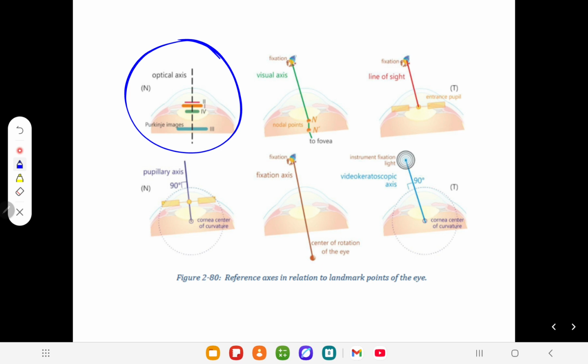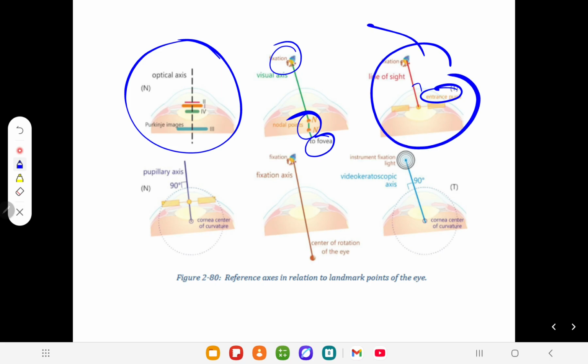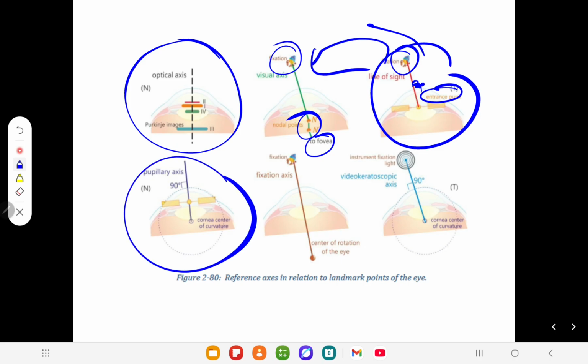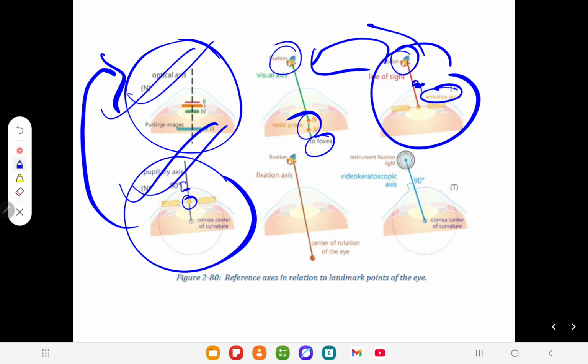The visual axis is from the fixation point to the fovea, but it must pass through the nodal points. Another is the line of sight, from the fixation point to the center of the entrance pupil; it is the clinical counterpart of the visual axis. The pupillary axis is the clinical counterpart of the optical axis, from the center of the entrance pupil, making 90 degrees to the cornea. For these two lines we don't talk about the fixation point.